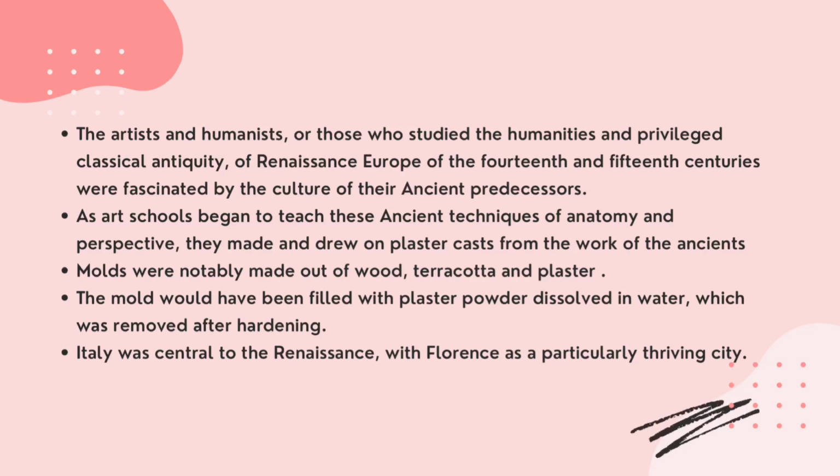Molds were notably made of wood, terracotta, and plaster, as opposed to today's silicone rubber. Like today, the work that went into making the mold itself was probably the most painstaking stage, whereas the actual casting process was relatively simple. The mold would have been filled with plaster powder dissolved in water, which was removed after hardening.